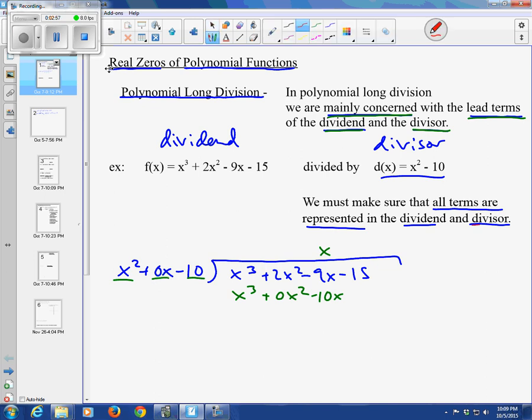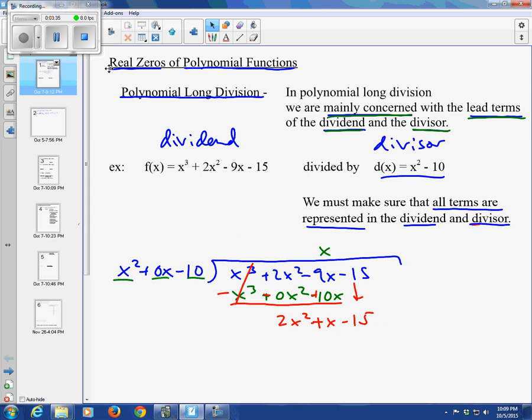Now, at this point, what we're going to do to cancel out the lead term of our dividend is distribute a negative through this expression right here, which is going to give us negative x cubed minus 0x squared and plus 10x. What we'll see right here is that when we combine like terms, we get our lead term of the dividend to cancel out, and we're going to end up with 2x squared minus 9, whoops, not 9, but really plus x, and then right here minus 15 when we drop down our next term.